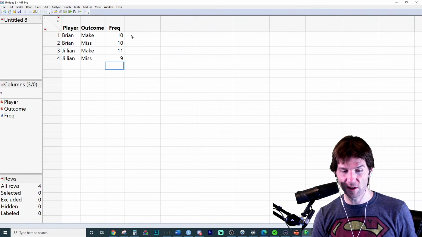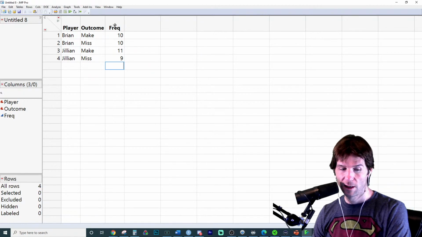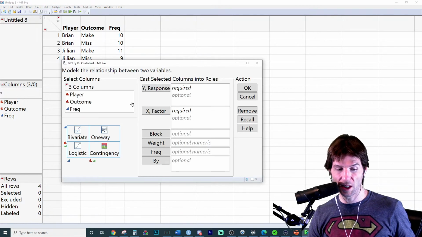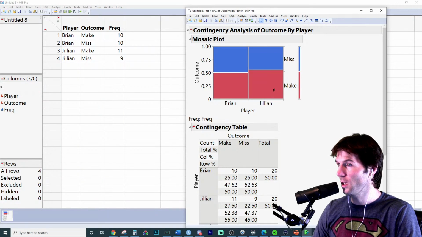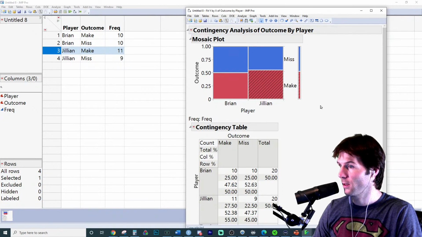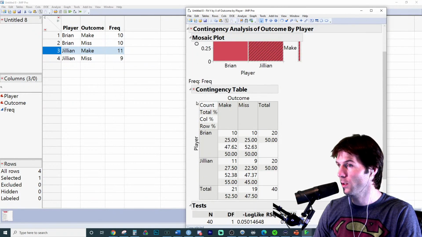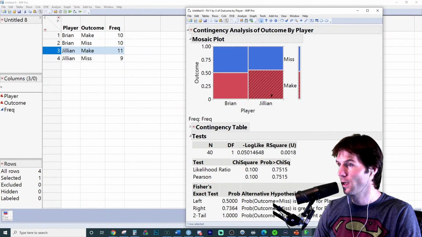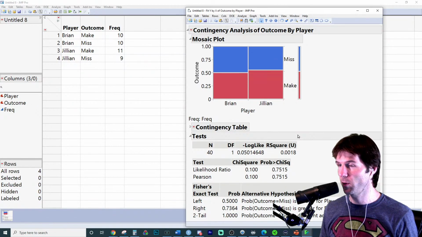And so, Jillian, does this make sense? You made 11. I made 10. So we can do the same analysis we just did where we look at the player explaining the outcome. And we see here, there's the differences. So Jillian made more than Brian. But the differences between Brian and Jillian are probably due to what? When you look at these differences between us, the differences between Brian and Jillian on how much we made in our basketball. This is why you can't gloat.